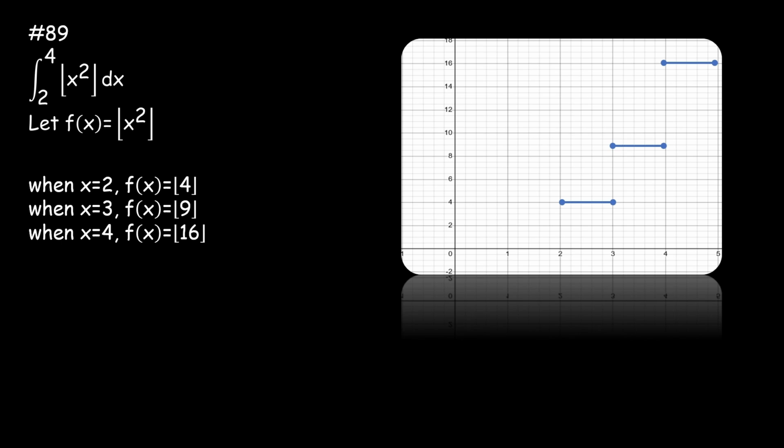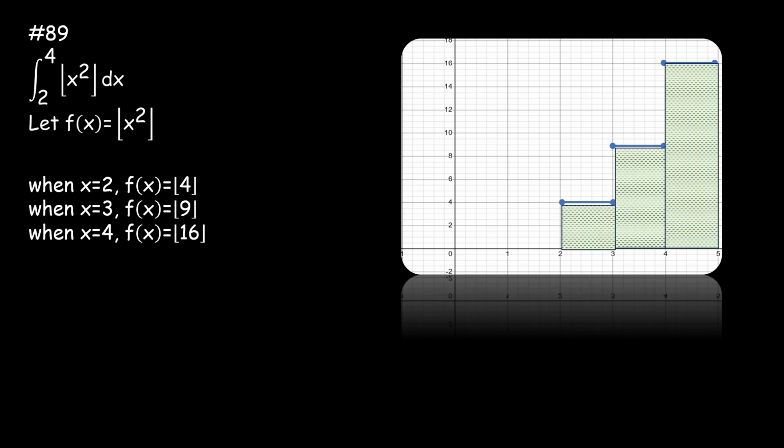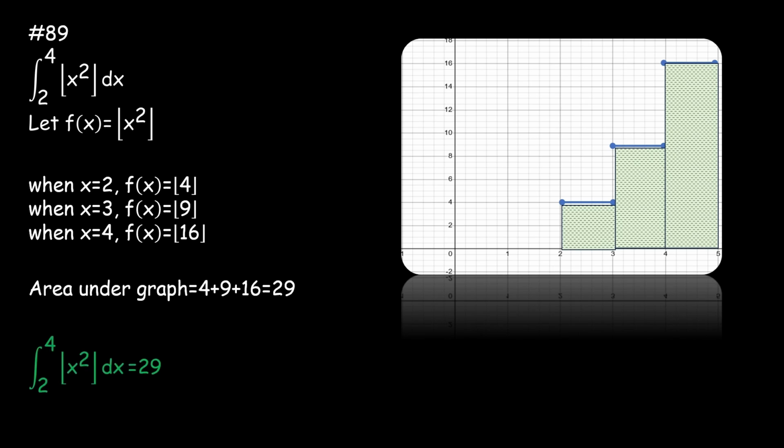But now remember, integration is actually the area on the graph, combined together. So what we're going to do is calculate the area of each of these rectangles. In this case, we're going to have 4 plus 9 plus 16, which will give us 29. And that's how you can calculate this area.